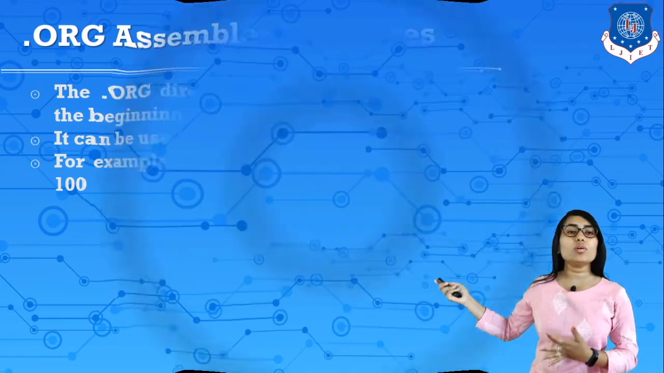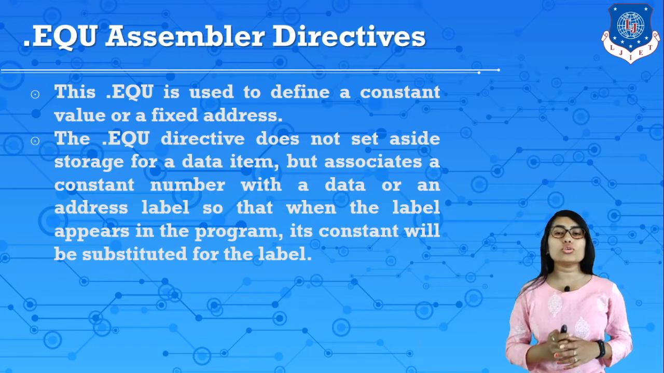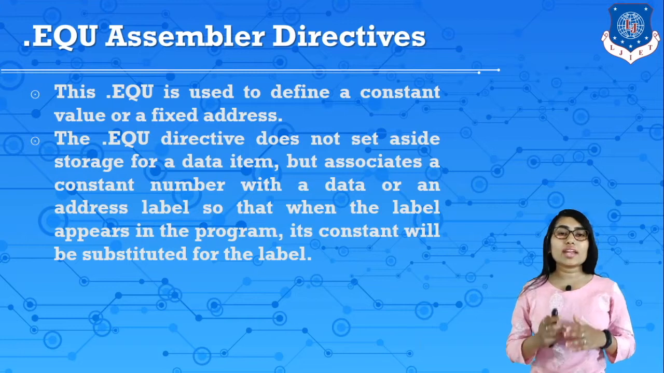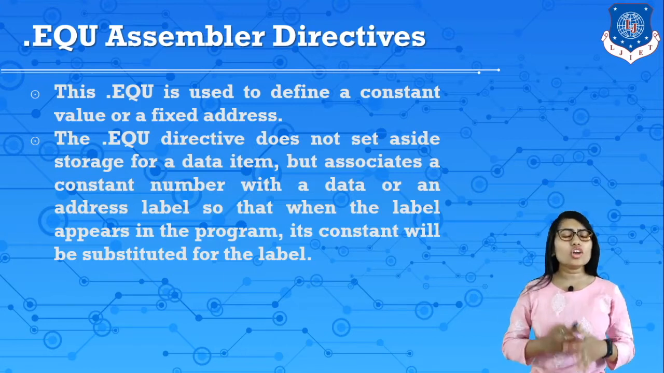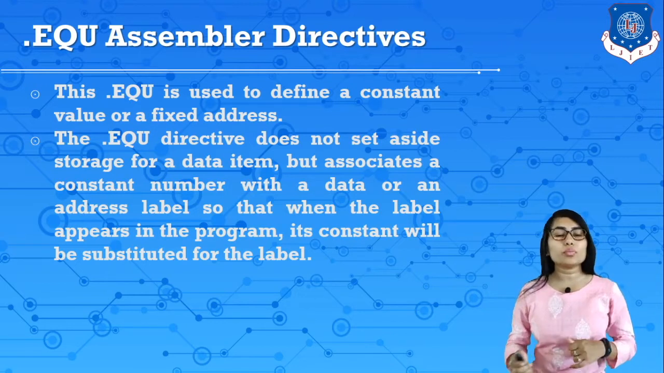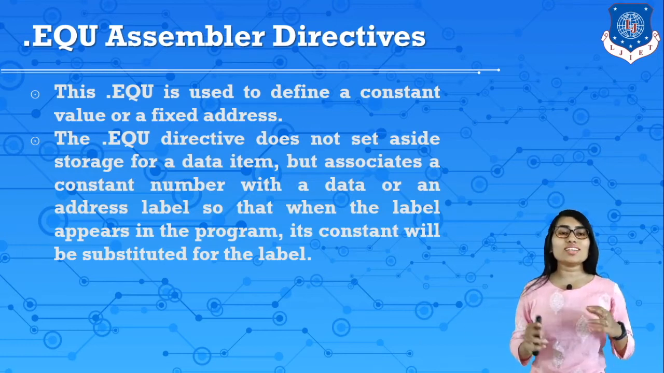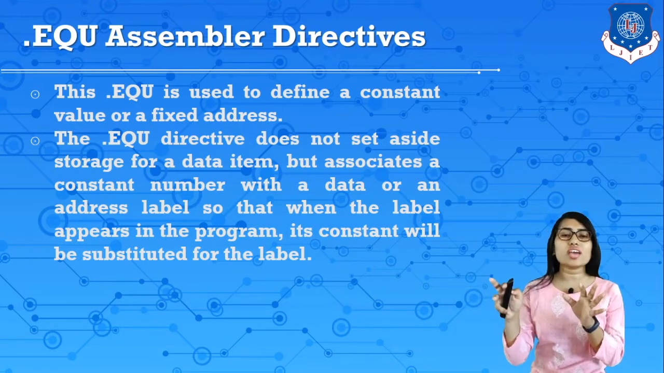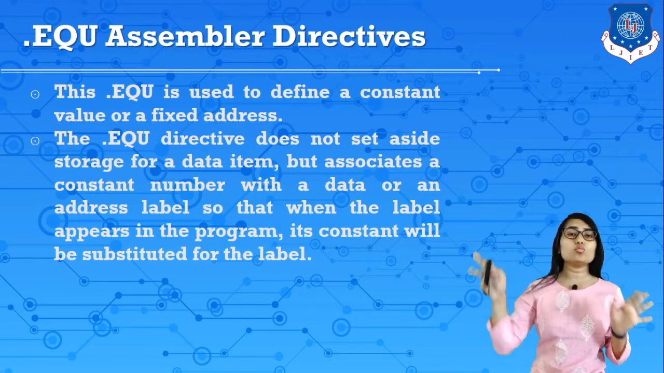Then next we have the .equ assembler directive. This .equ is used to define a constant value or a fixed address. The .equ directive does not set aside storage for a data item, but it associates a constant number with the data or with the address, so that when the label appears in the program, the constant will substitute for the label. So we can assign any fixed value or any fixed address, and by changing only that value we can alter the whole program.